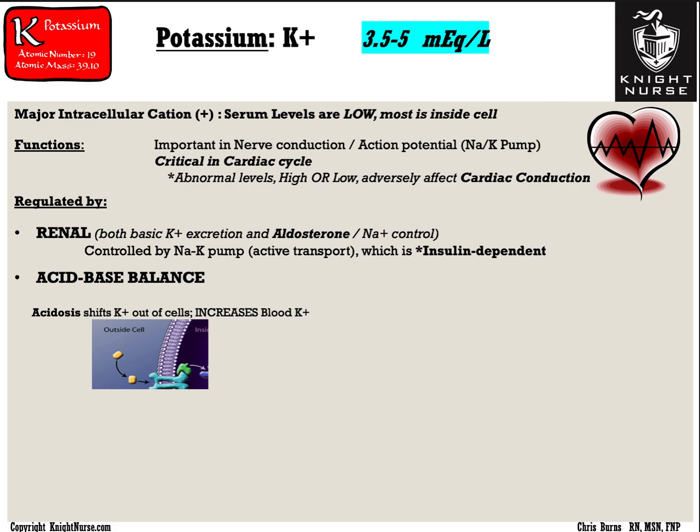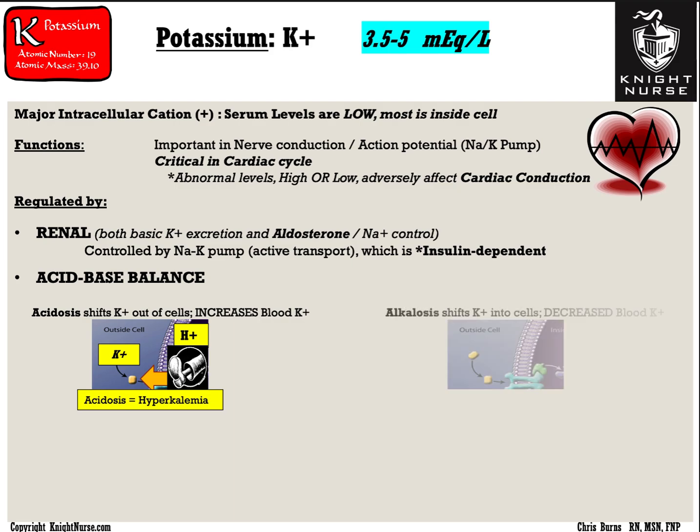So in this instance, we have a cell. Potassium is trying to go in the cell. That's where it wants to be. And then what happens is you have very high hydrogen ion, which is acid, inside the cell, and it gives the potassium the boot, and you find it out in the bloodstream. So acidosis equals hyperkalemia.